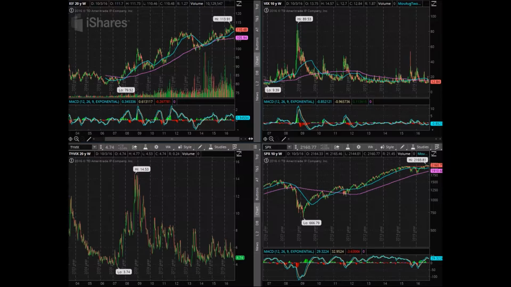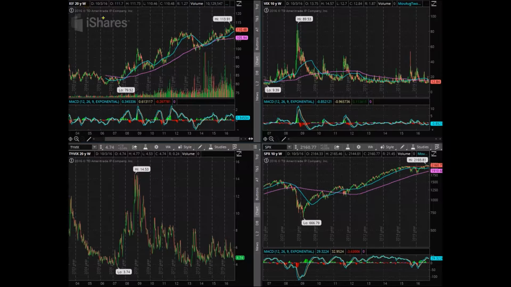So what I have up on your screen, on the top left-hand corner, is the IEF. The IEF is the second most widely traded bond ETF out there. TLT is what I usually talk about. It's the most heavily traded ETF that tracks bonds, but that's based on the 20-year. I'll probably go back to that in a little bit, but first of all, I wanted to show you the 10-year.